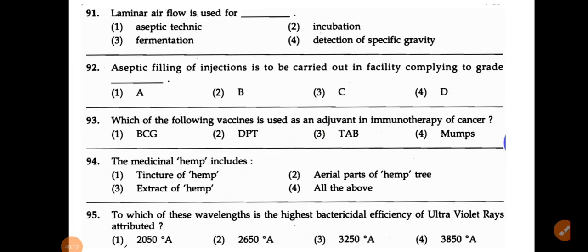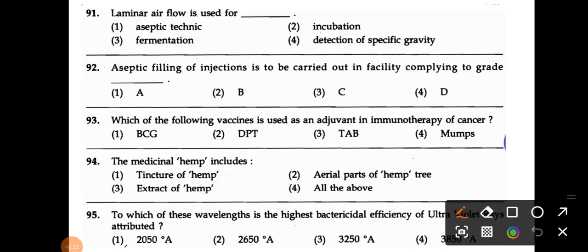The next question, the laminar airflow is used for aseptic technique, incubation, fermentation, detection of specific gravity. So here the answer is your aseptic technique. So we know in aseptic techniques there is a laminar air flow. Then 92, aseptic filling of injections is to be carried out in a facility complying to grade dash dash, right? So A, B, C and D. Okay, so what is the correct answer? That is grade A.